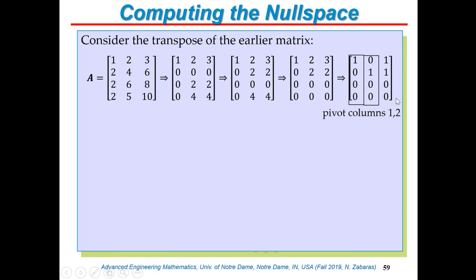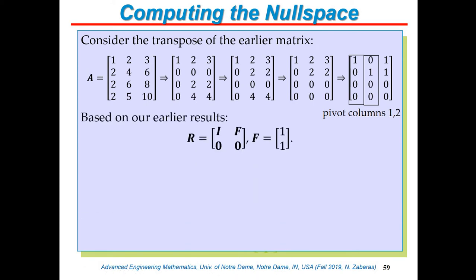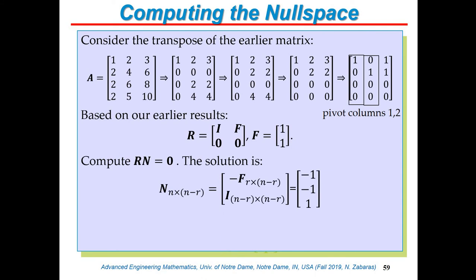And one free column, and I'm going to use directly the formula that I gave you before so that you can start using it. You remember, in our case, N was the matrix of the special vectors that are solutions to the null space problem. Here there is only one special solution, and what do I need to do? I need to use minus F. So there is my F, 1 and 1. So minus F gives you minus 1, minus 1. And then the identity matrix, because this is just a vector, is the number 1.